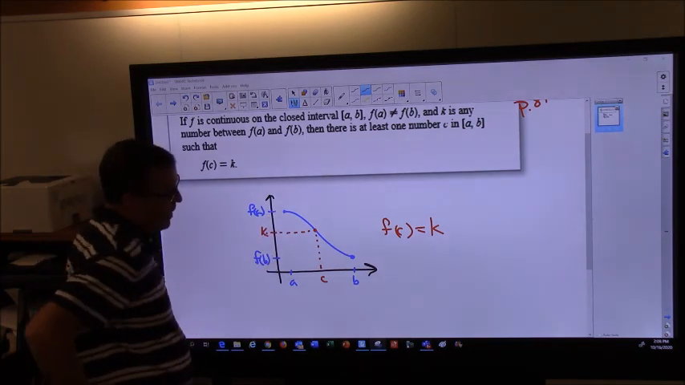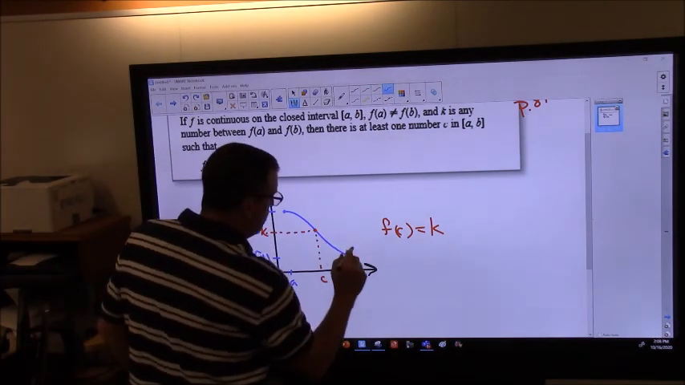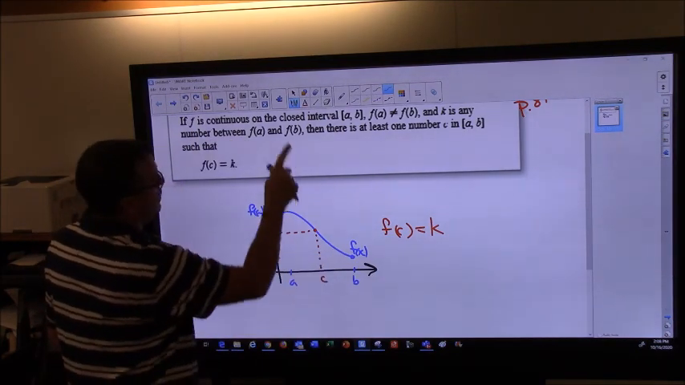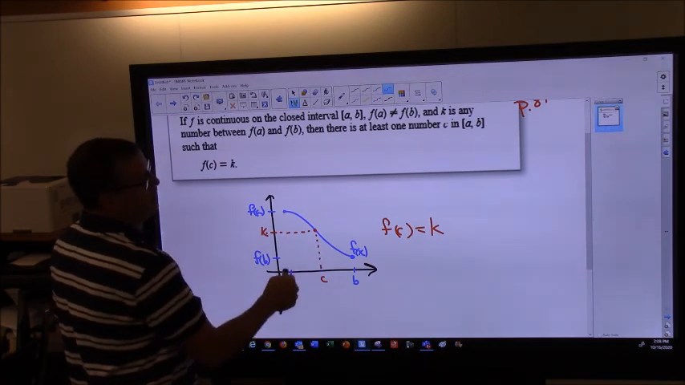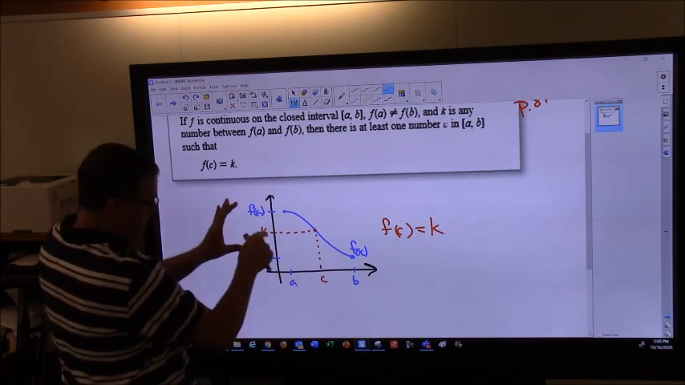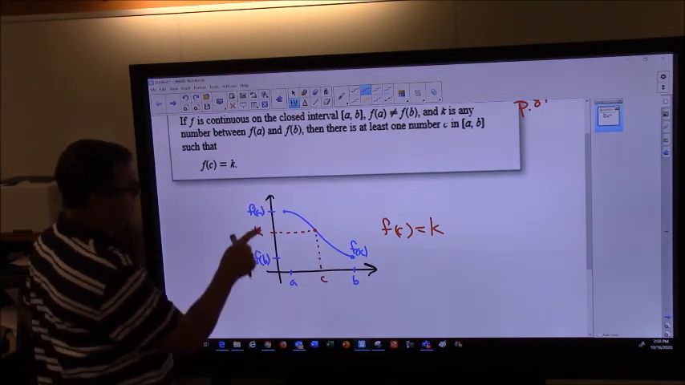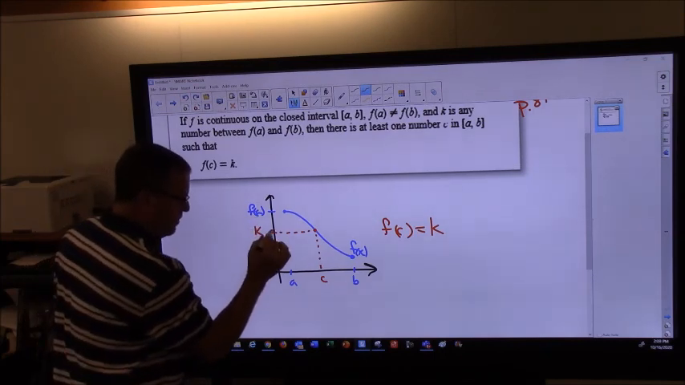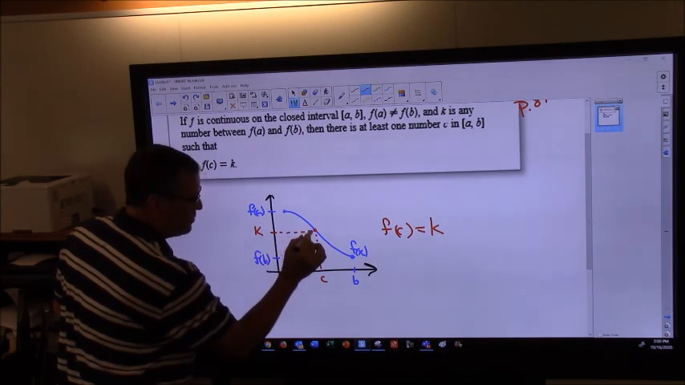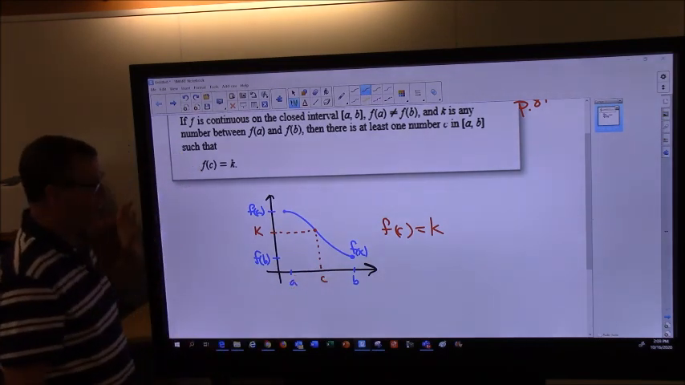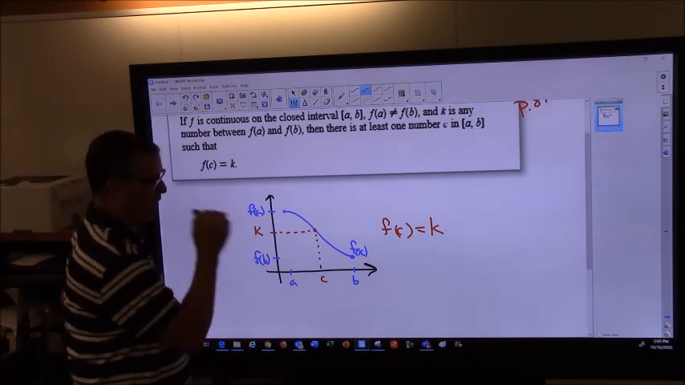If our function f, so this is f of x, if f is continuous, which it is on the closed interval from a to b, and the two y values at those endpoints are not equal to each other, so there's some space in between, and k is somewhere between these two y values. If that's going to happen, the horizontal line has to go somewhere and intersect this graph at a point where its x-coordinate has to be between a and b, no matter what this curve looks like.